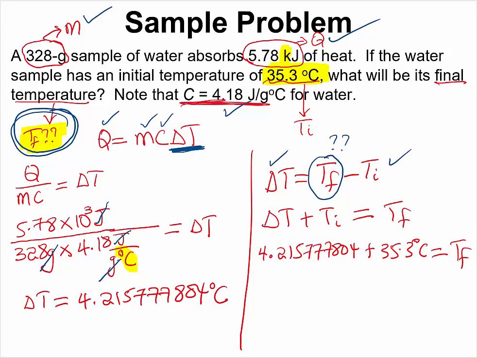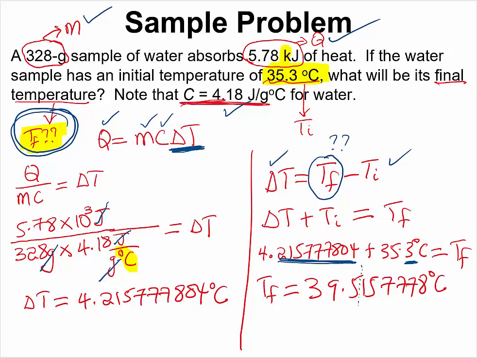And if you plug the numbers into your calculator, the final temperature will come out as 39.5157778 degrees Celsius. The rules for addition: this is one decimal place, this is multiple decimal places, so the final answer will have only one decimal place, which means our final temperature will be 39.5 degrees Celsius.